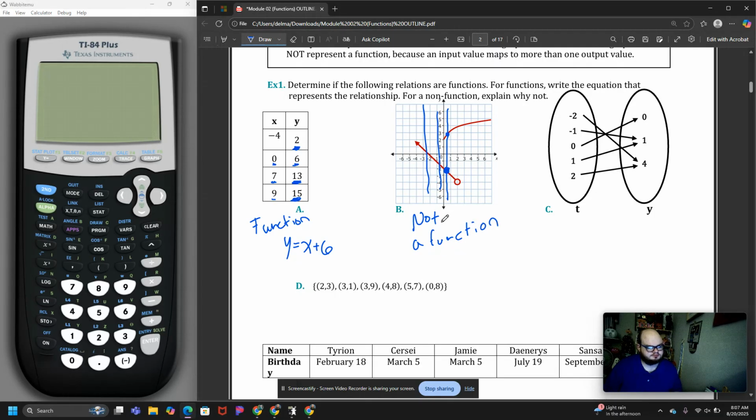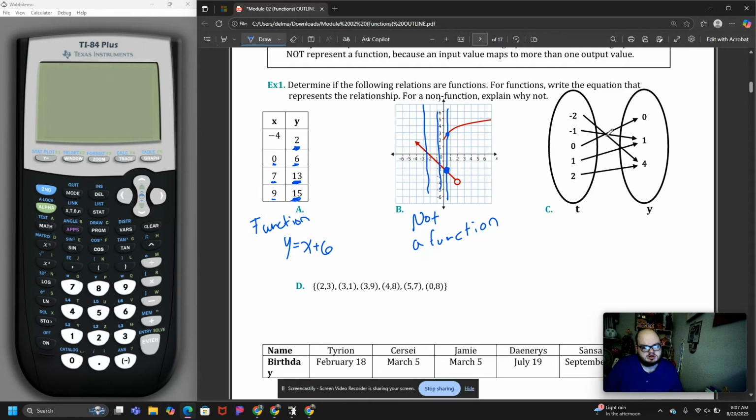Okay. This dot here means that that number's not included since it's an open circle. But it fails the vertical line test before then, so that doesn't concern us at this moment. It might in the future, but not right now.